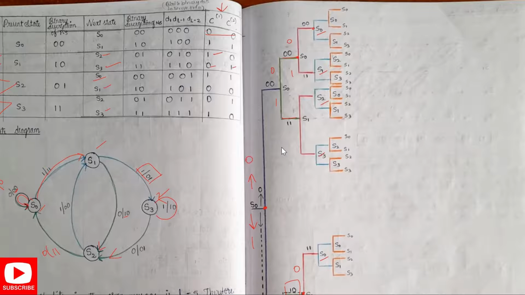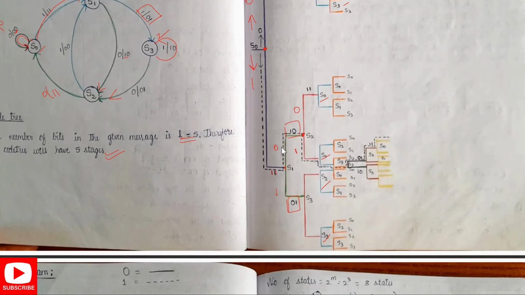The next stage again splits S0 into S0, S1, S2, S3, then S0, S1, S2, S3, and similarly downwards. How many steps got completed? 1, 2, 3, 4, 5. Five are done, but you also need to find the output now. The message given in the question is 1, 0, 0, 1, 1.